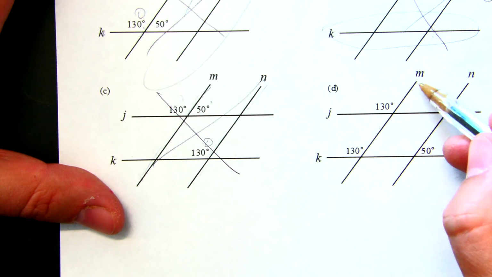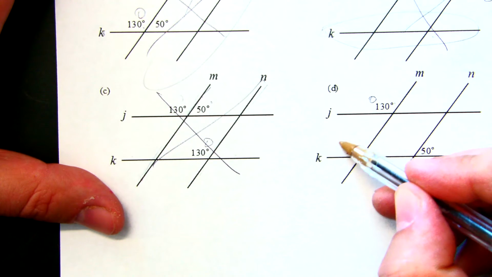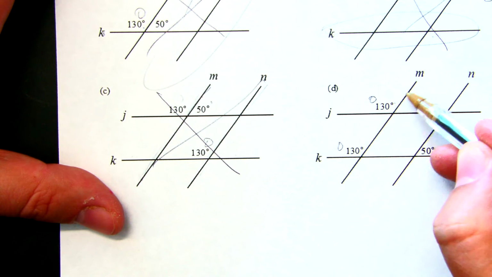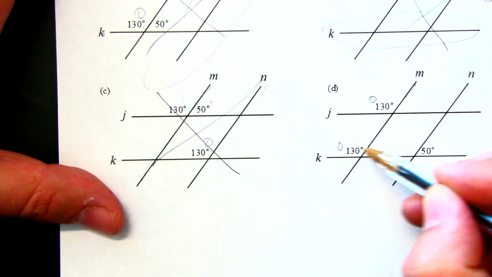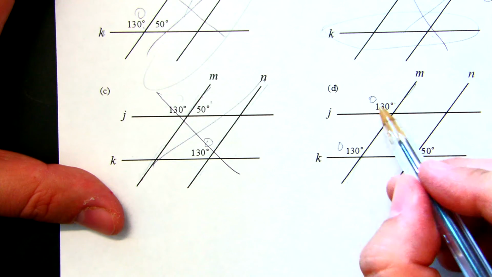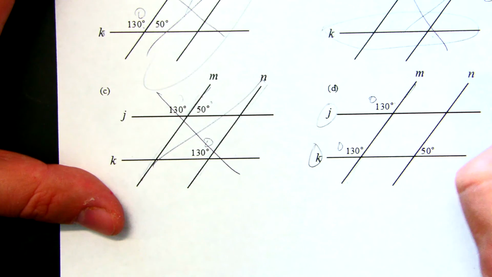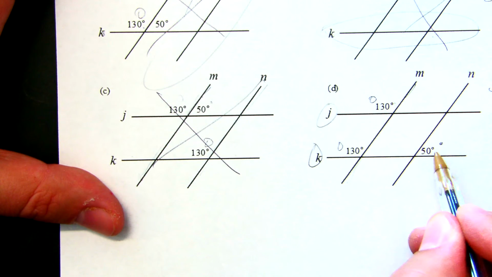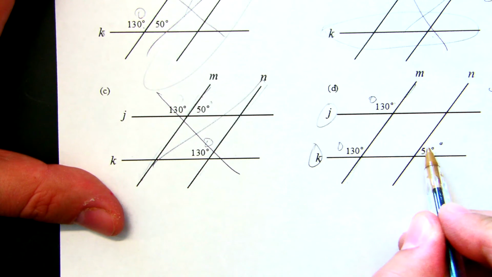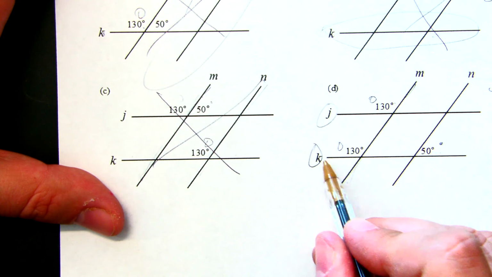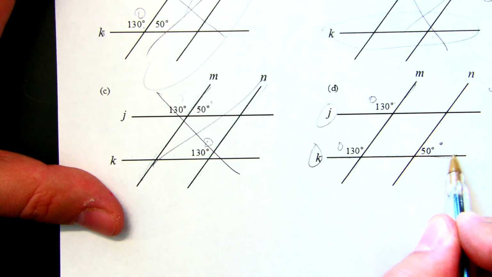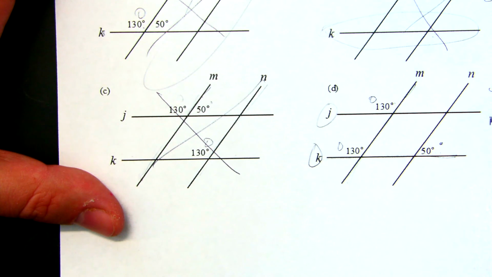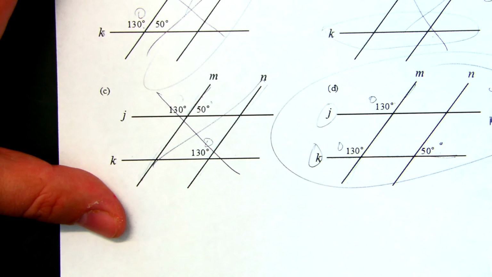Okay, we've got 130 here, big angle, 130 here, on the same transversal. So they're both part of the same transversal. So that gives me J parallel to K. If I go down here, I've got 130 here, big angle, and I've got small angle 50. So those two are supplementary. That's good. It's big and small, supplementary. And it's on the same transversal K. So that's enough to tell me that M is parallel to N. So that's my answer, D. All right, I'll stop here and do another video.